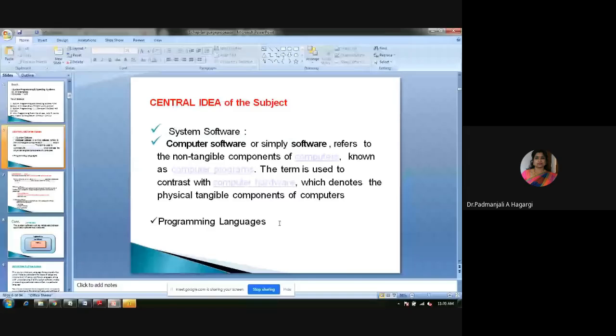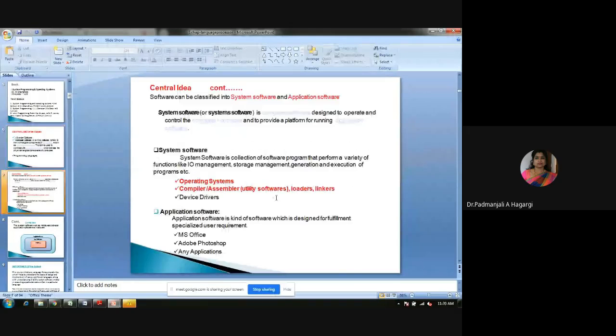I need not go deep because you may already know the examples of system software: the operating system, compilers, assemblers, loaders, and linkers. These are called system software, and even the device drivers, like CD drivers, floppy drivers earlier, and nowadays pen drive drivers. These are the software which help the system.